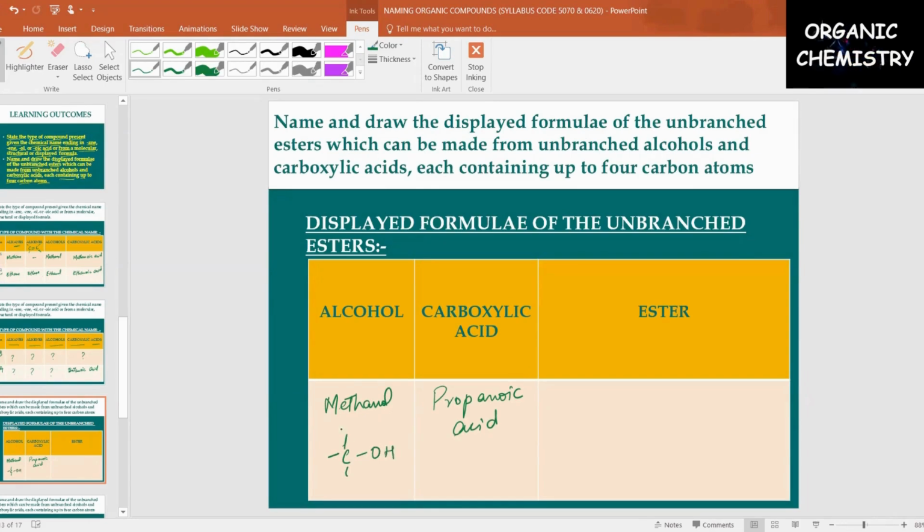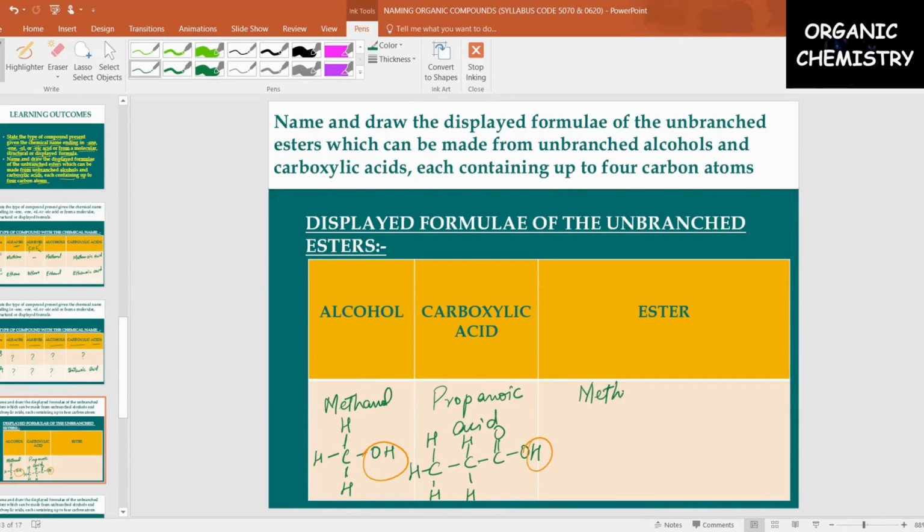The displayed formula of methanol will be like this: C bond O bond H. For propanoic acid, there must be 3 carbon, so you have to add 1 carboxyl group. It's a carboxylic acid, so it will become like this. Now remember, whenever you are making ester from carboxylic acid and alcohol, what you have to do? Simply omit OH from the carboxyl group and H from alcohol group. What you will get? You will get methyl propanoate.